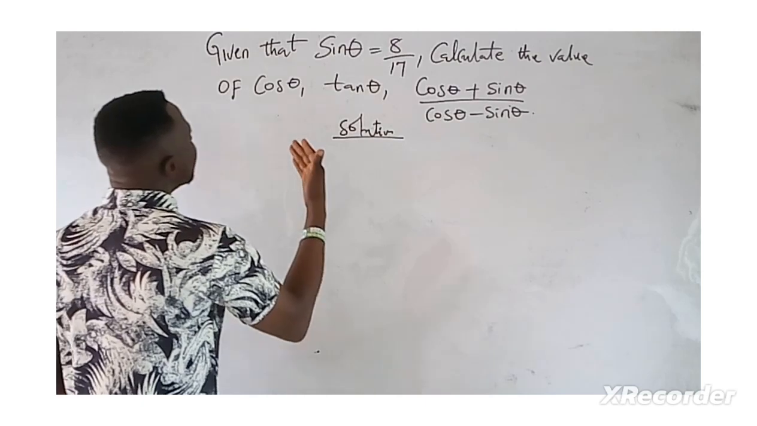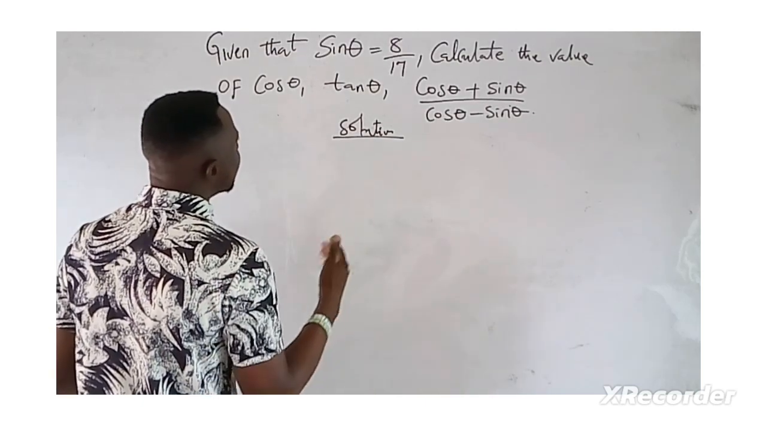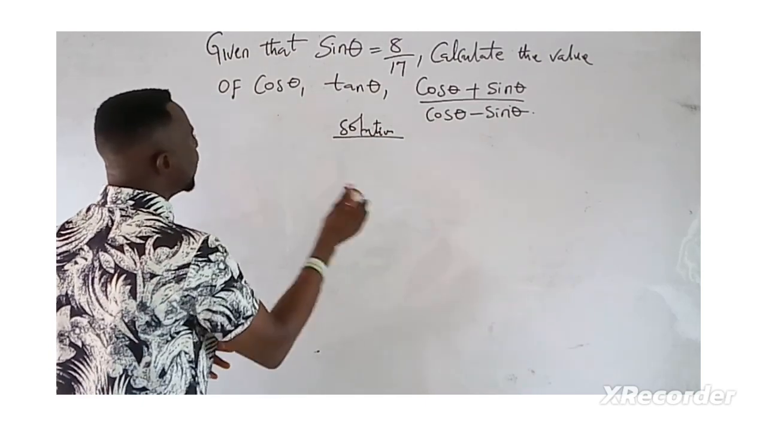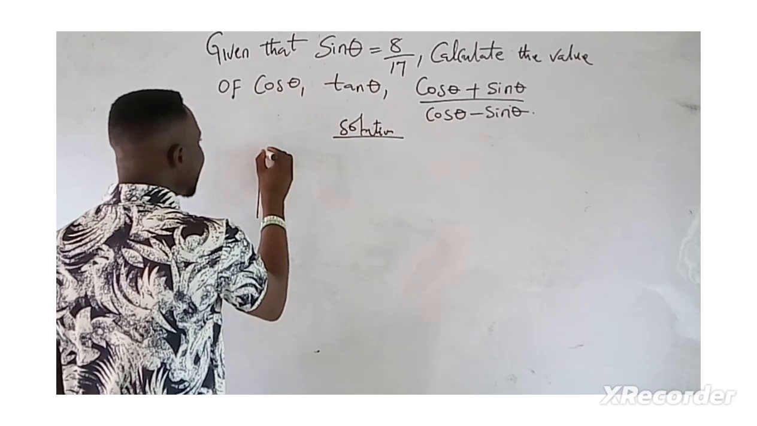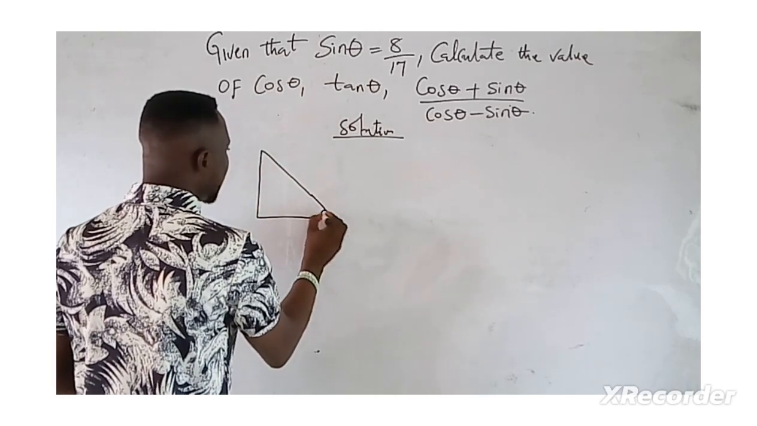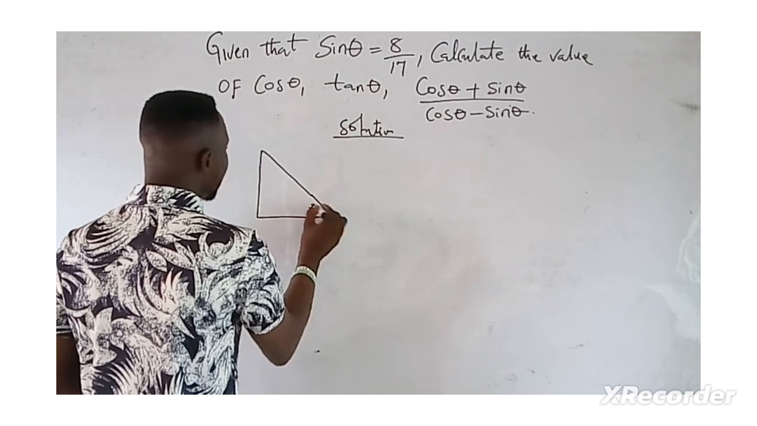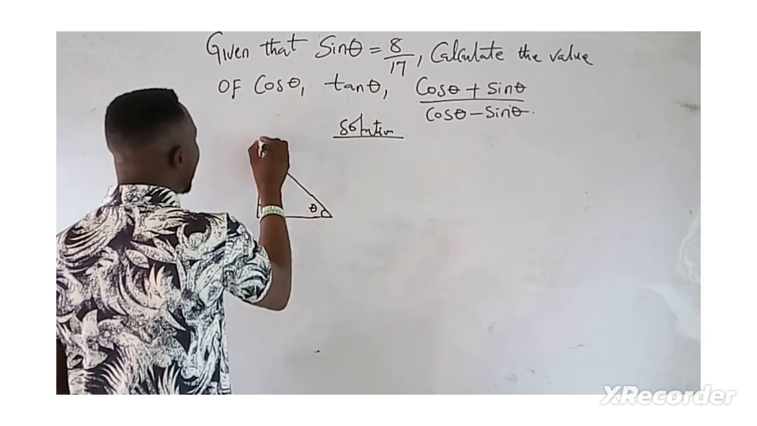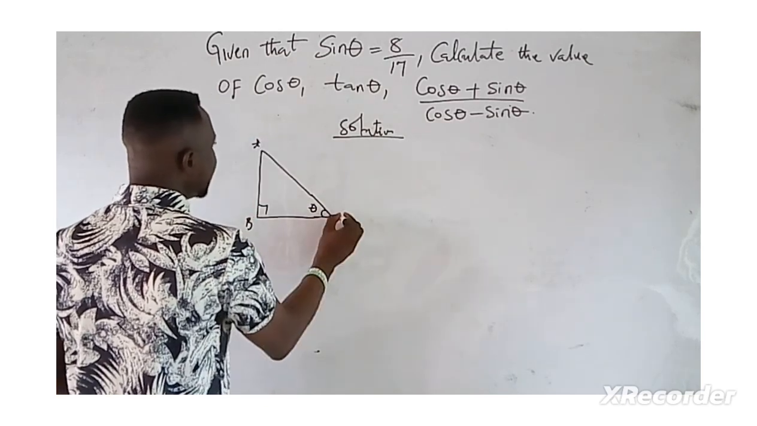We are given sin theta to be equal to 8 over 17. For you to solve this, you need a right angle triangle. Let's say this is a right angle triangle with angle theta. We have A, B, C.